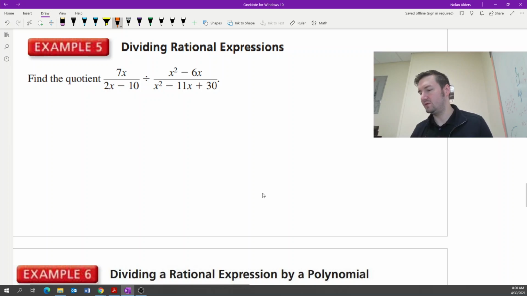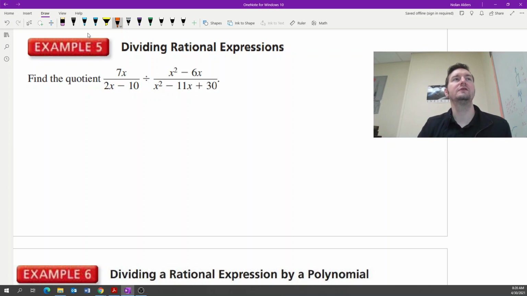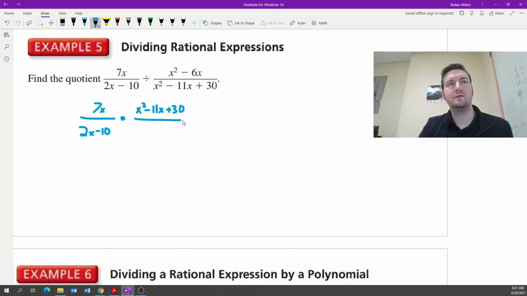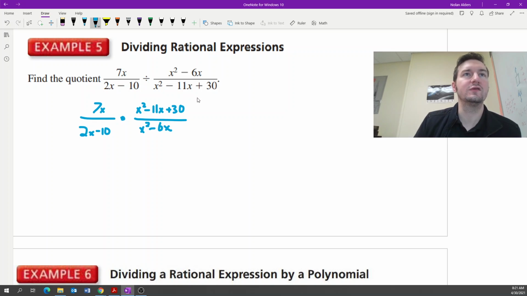You may remember this when you're dividing fractions. We can turn this into a multiplication problem. All we have to do is just flip the second fraction. So we could rewrite this as 7x over 2x minus 10 times x squared minus 11x plus 30 over x squared minus 6x. And then we just treat this the same way as all the rest of them, so we can factor this.